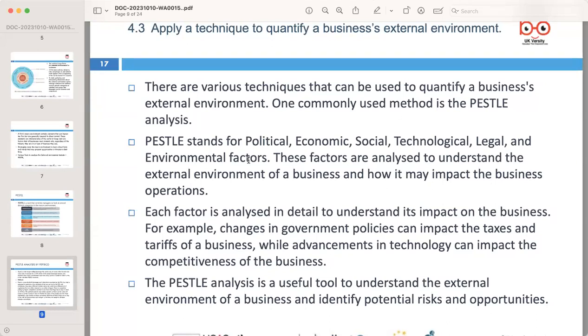So each factor within PESTEL is scrutinized in detail to gauge its influence on the business. For instance, changes in government policies may affect business taxes and tariffs, while technological advancement can impact its competitiveness. So the PESTEL analysis is a valuable tool for comprehending the external environment of a business, enabling organizations to identify potential risks and opportunities and make informed strategic decisions.